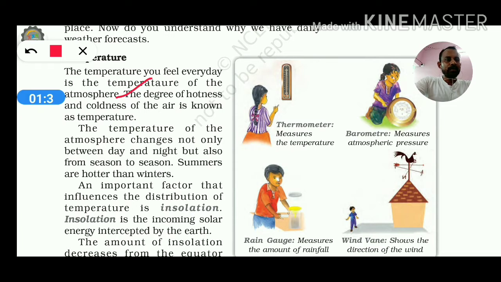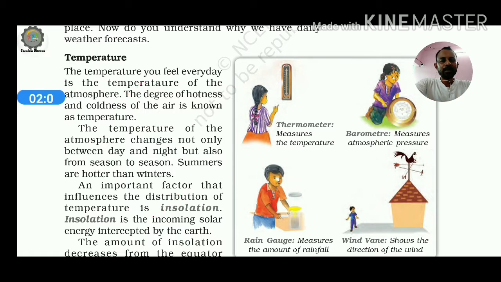What is the ultimate source of the temperature? The ultimate source of the temperature is insolation. What is the meaning of insolation? Incoming solar energy. Without sun rays, it is very difficult to create such variation in the atmospheric condition, in which we will see the variation of the temperature. Such variation of the temperature is also found from one place to another.